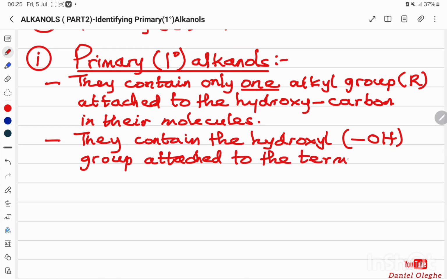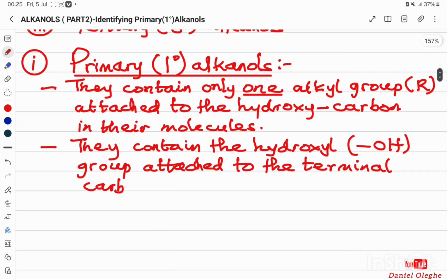What do we mean by the terminal carbon? Terminal carbon is a carbon atom that is at the end of a carbon chain. Any carbon atom at the end, either starting or ending a chain of carbon atoms, is known as a terminal carbon. So they contain hydroxy group attached to the terminal carbon atom in their molecules.